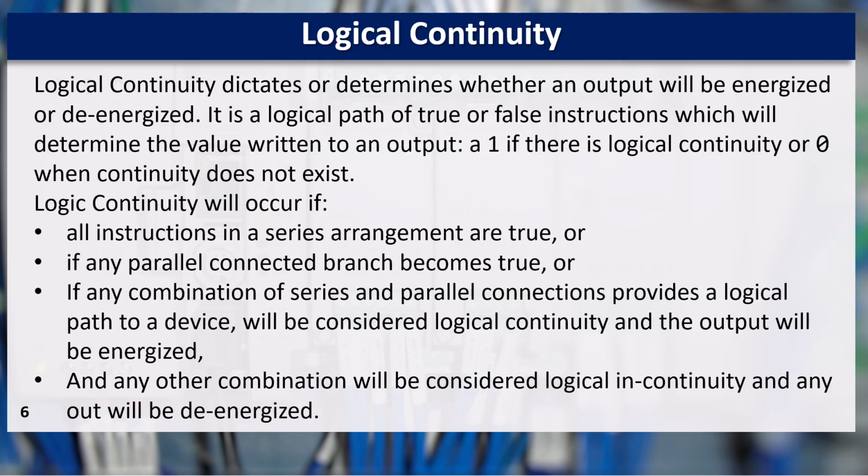Logical continuity will occur if all instructions in a series arrangement are true, or if any parallel connected branches become true, or if any combination of series and parallel connections provides a logical path to a device. This will be considered logical continuity and the output will be energized. Any other combination will be considered logical incontinuity and the output will be de-energized.